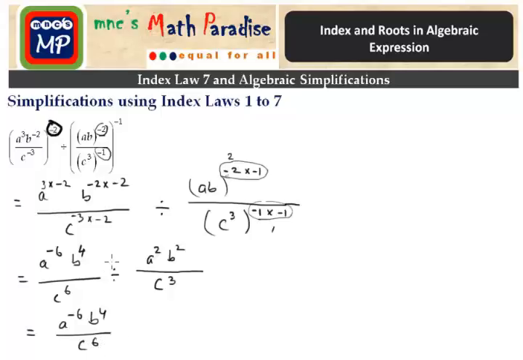We will convert this division into multiplication. So the numerator will become the denominator and the denominator will become the numerator. So we will get c to the power 6 division a squared b squared.